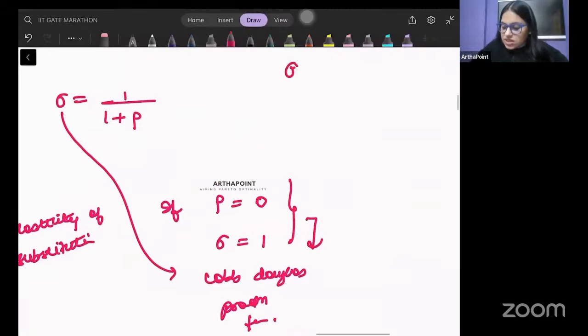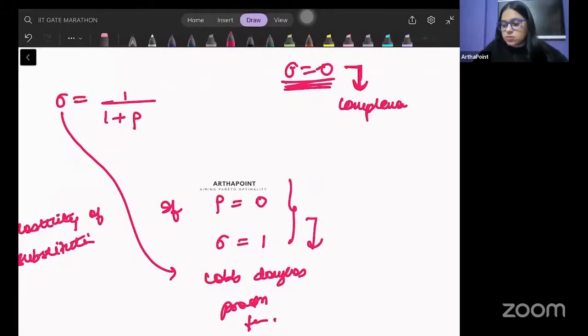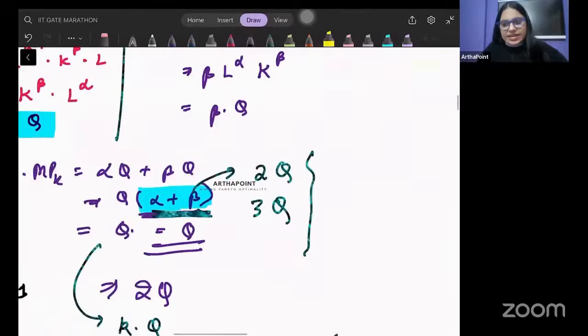Similarly, when your sigma is 0, that means there is no substitution possible between the two inputs. Elasticity of substitution is 0. So if no substitution is possible between inputs, that means these are complementary inputs, right? So like this, we took 3 cases: sigma is 0, sigma is 1, and sigma is infinity. Just make that table and revise.